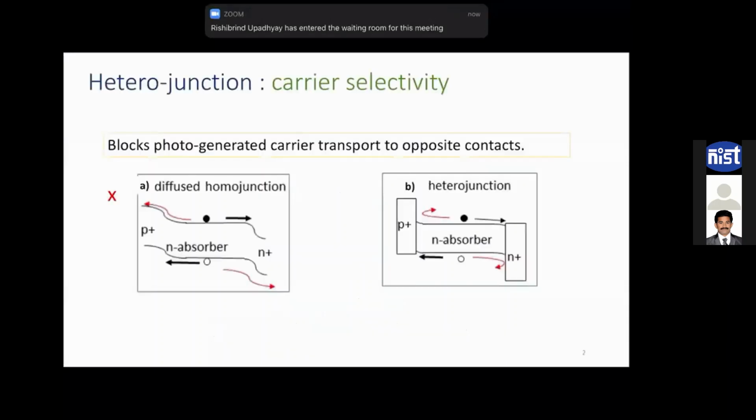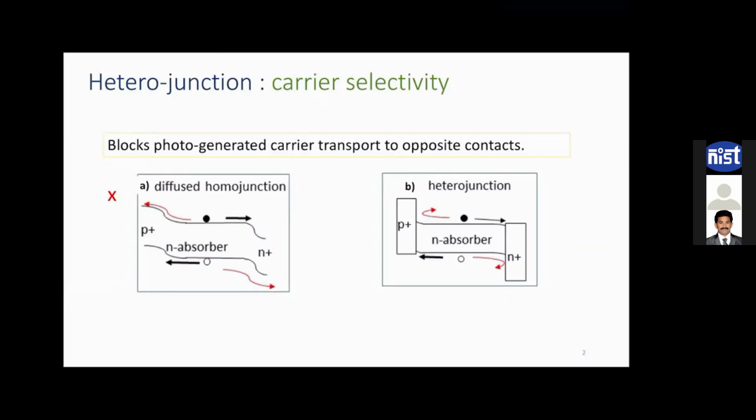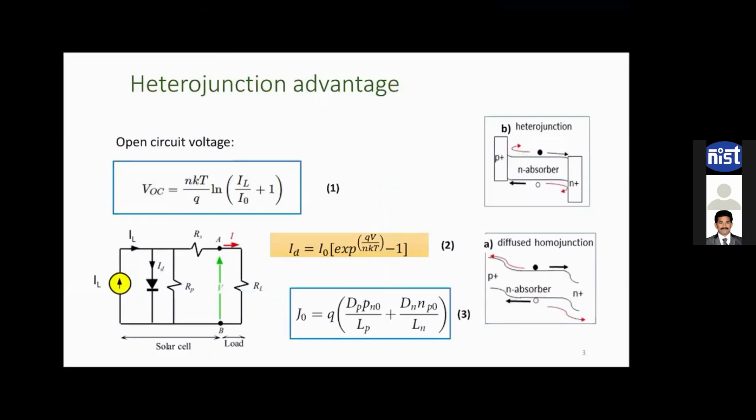As a summary, yesterday we have seen that a heterojunction is really beneficial for solar cell technology because it has the ability to block photogenerated carrier transport to opposite contacts. So it helps in boosting the open circuit voltage of the solar cell. That means a heterojunction solar cell will have a much higher open circuit voltage than its homojunction counterpart.